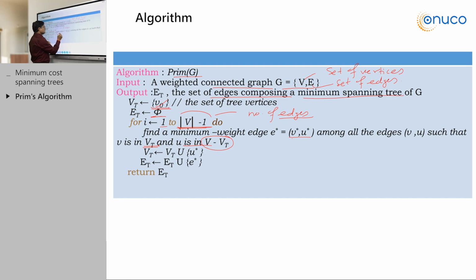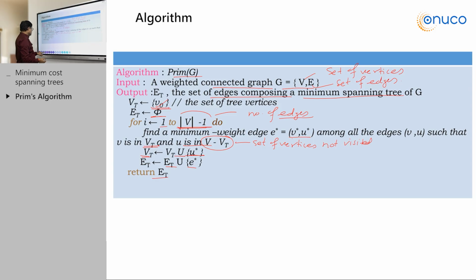V minus VT is the set of vertices not visited or not considered for the tree. So VT becomes VT union u, where u is the new destination. We are just adding that vertex into the set of vertices. Similarly, you add the new edge into the set of edges, ET.